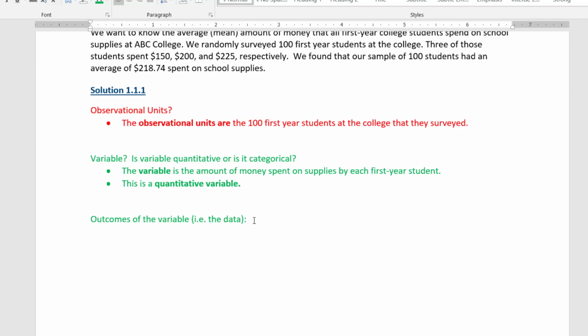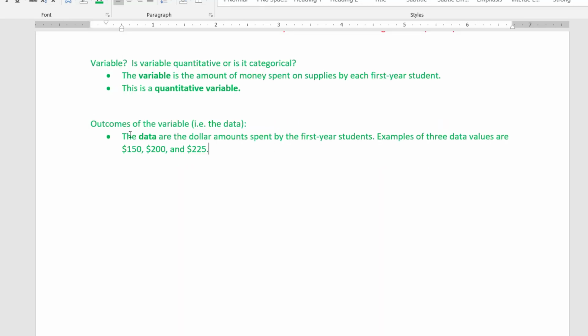Lastly, then, we're asked to identify the outcomes of the variable. So to describe the outcomes of this variable, to describe the data we're going to get for this variable, in general, the data is dollar amounts spent by those first-year students. It's going to be a range of numbers which represent the dollar amounts spent by those first-year students. We were given an example of 3 data values, the 150, the 200, the 225, but we're going to get a range of 100 different numbers that are the dollar amounts spent by the 100 students.